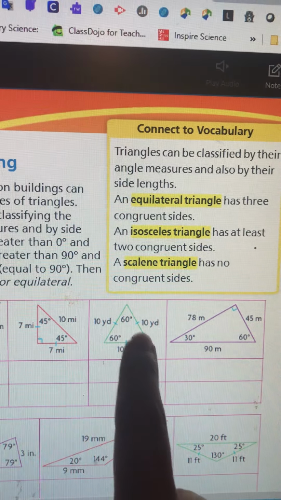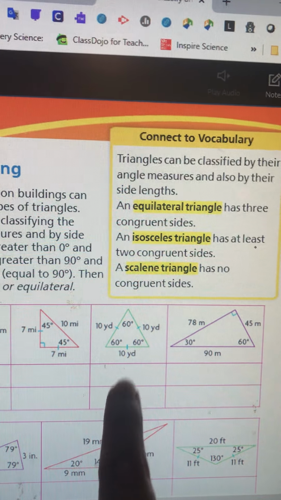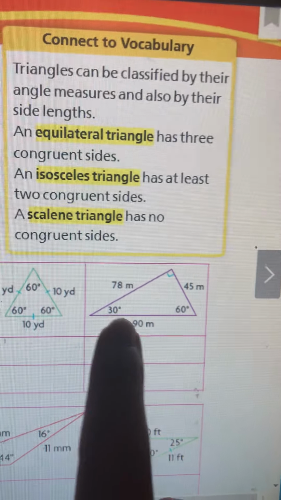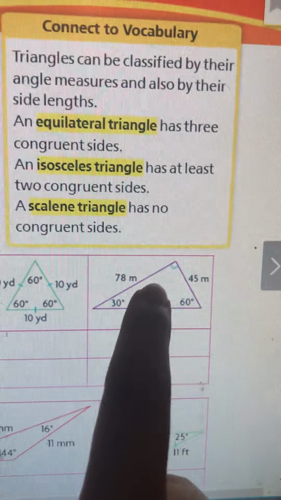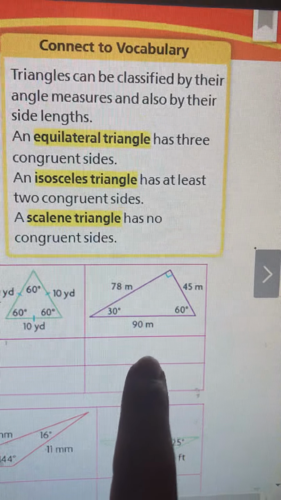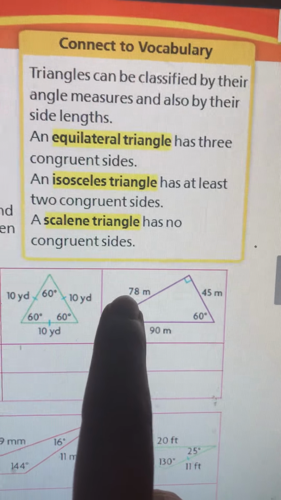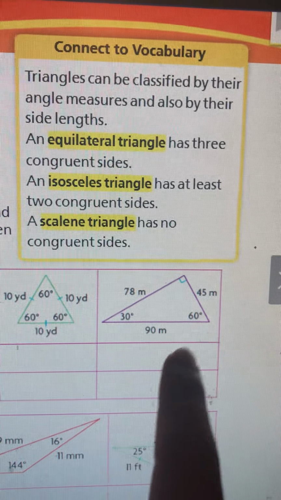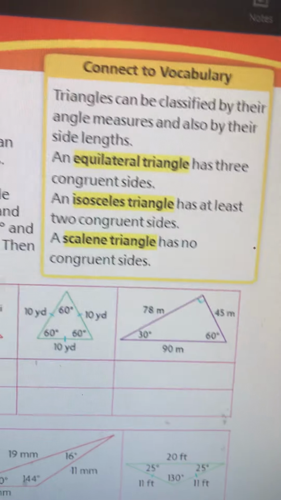Green guy. 60, 60, 60. They're all less than 90. Acute. 10, 10, 10. Equilateral. An acute equilateral. And purple guy, my favorite color. We got 30 degrees. Acute. 60 degrees. Acute. But bam, bam, right angle means you're a right angle. Right triangle. Then we got 45 meters, 78 meters, 90 meters. They're all scattered. Scalene. All right? Scalene.